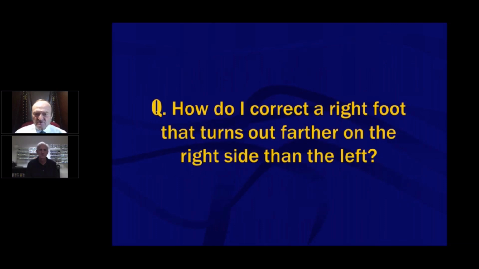Well, another question we got is, how do I correct a right foot that turns out farther on the right side than the left? So what I'm assuming this means is if a patient's lying on the table, and my hands would be their feet, that the right foot is turned out farther on the right side than the left. In those patients, there are a number of reasons why that could be.